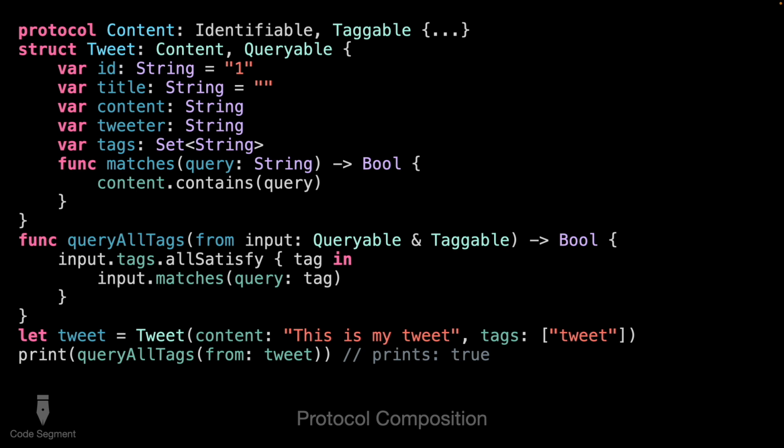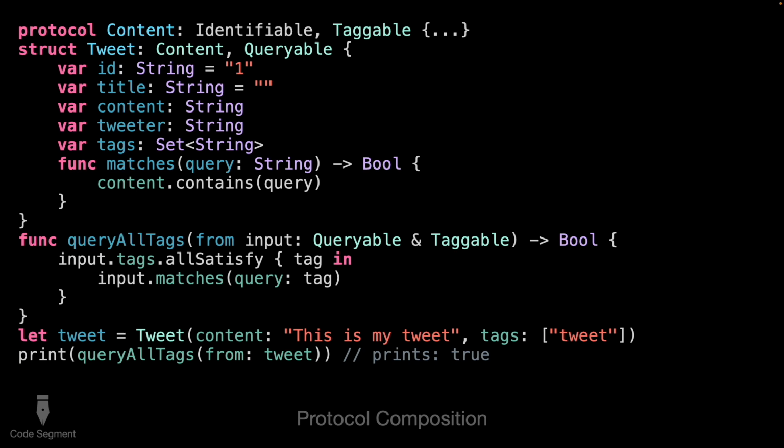These last two things defined within tweet are the two things required by taggable and then queryable respectively. So within that function, we can call input.tags, and then we do this all satisfy thing, and then we can call input.matches. And we can do that because those are both guaranteed to exist, because we know that whatever type was passed in adopts and conforms to both queryable and taggable.